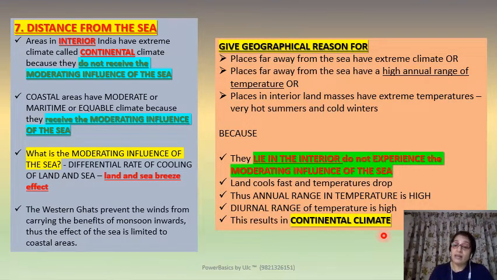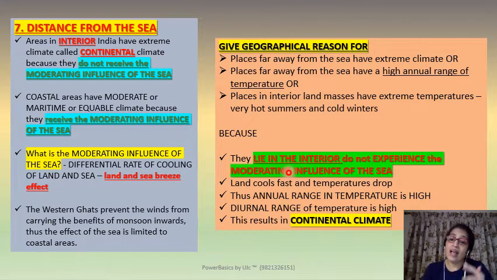So why are areas in the interiors of India, like Delhi, continental in climate and not equable? Well, because Delhi lies in the interior and does not experience the moderating influence of the sea. That's enough. Why does Delhi have a high annual range of temperature? Why does Delhi have a high diurnal range of temperature? Because Delhi lies in the interior and does not have the moderating influence of the sea.